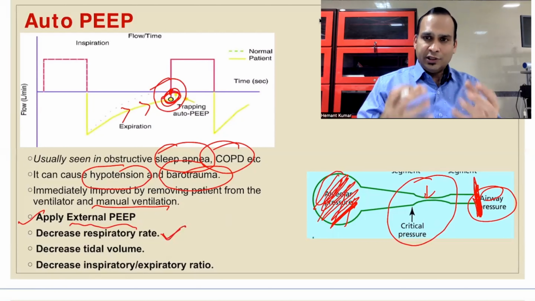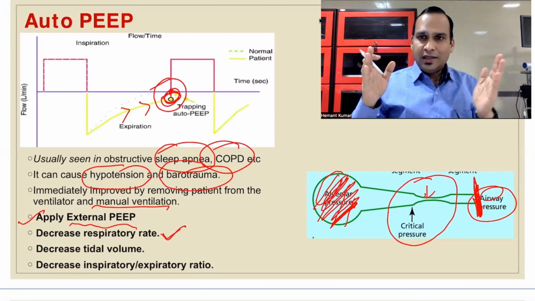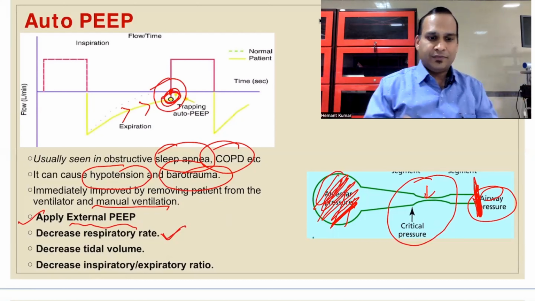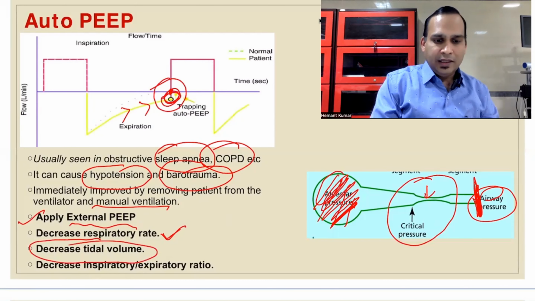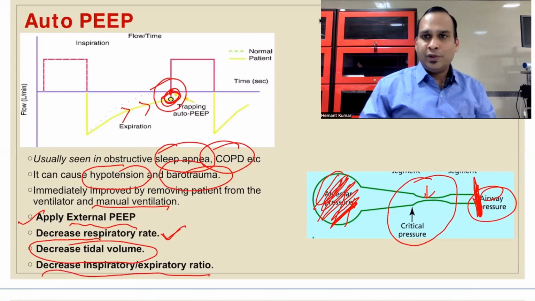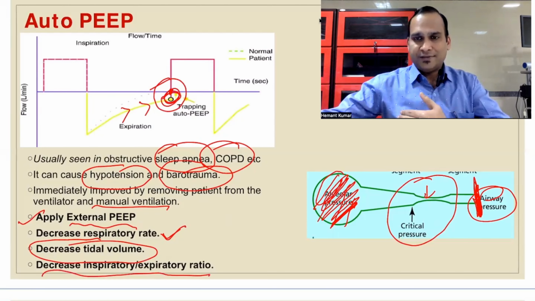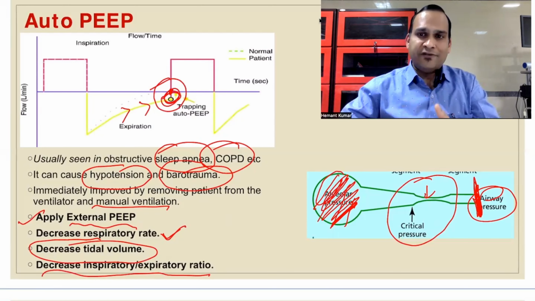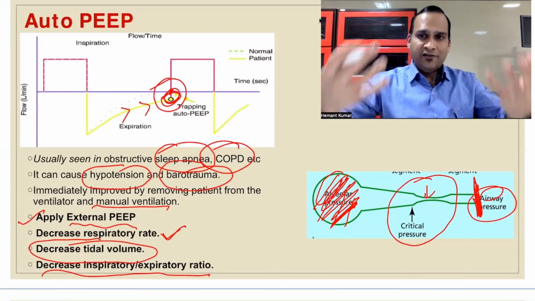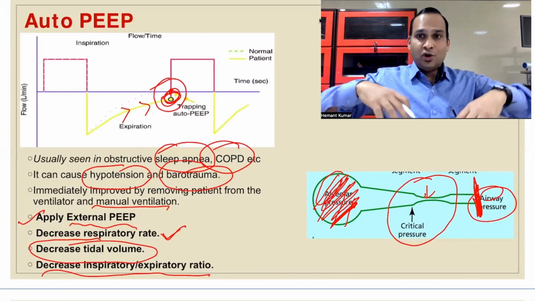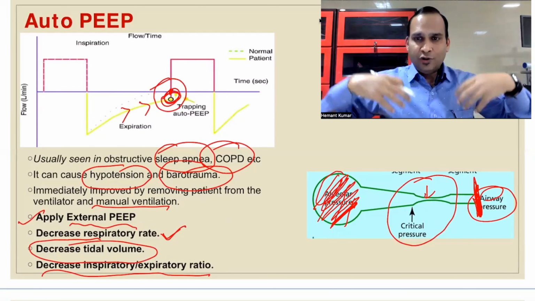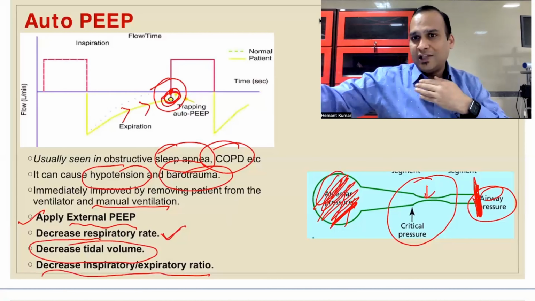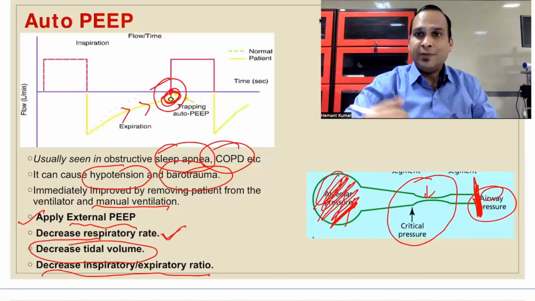Once respiratory rate is reduced, there is more time for inspiration and expiration. Decrease tidal volume and decrease inspiratory expiratory ratio, because we have to prolong the expiratory phase. Because the problem is in the expiratory phase, the patient who inhaled 500 ml of tidal volume is not able to expire. So we have to reduce tidal volume, or we have to prolong the expiratory phase. That is the treatment for auto-PEEP.